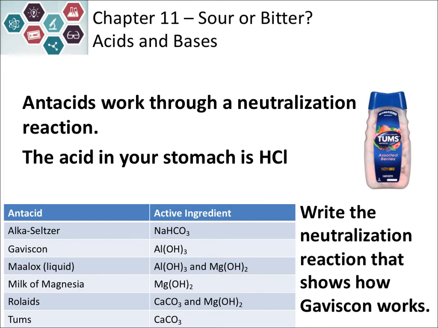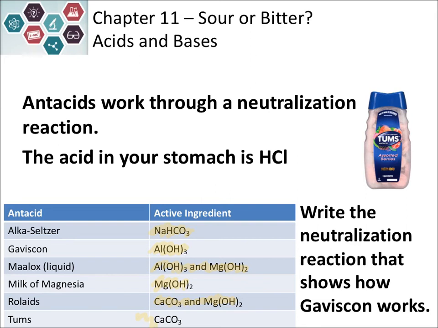Here's a couple examples of the active ingredients in various antacids. So Alka-Seltzer has an active ingredient of sodium bicarbonate, which is baking soda. It's a base. Gaviscon is aluminum hydroxide. So you have an Arrhenius base there as a hydroxide base. Maalox is aluminum hydroxide and magnesium hydroxide. Milk of magnesia is just magnesium hydroxide. Rolaids, calcium carbonate and magnesium hydroxide. And then Tums is calcium carbonate. Calcium carbonate is limestone. So if you're eating Tums, technically you're eating rocks, but it works.